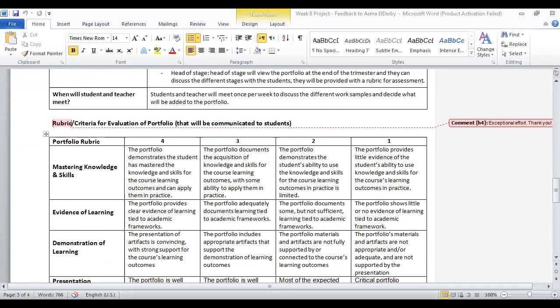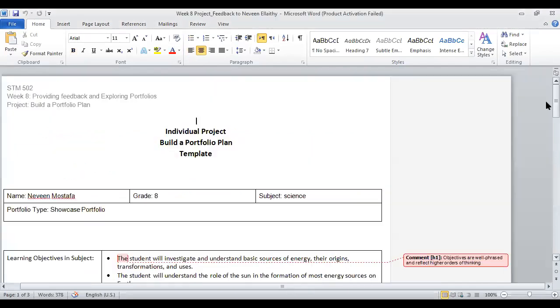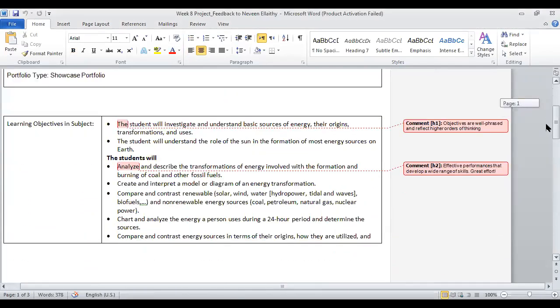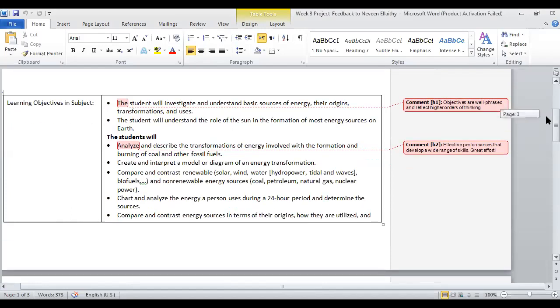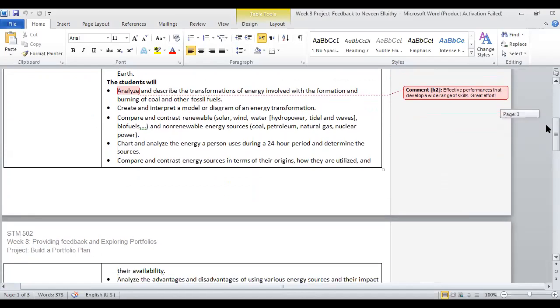So let me share with you another sample. So here, for example, is another teacher from a science class. Unfortunately, they were all science teachers in that class. So here, the teacher chooses another type of portfolio, which is the showcase portfolio. These are the objectives: the students are going to investigate and understand basic sources of energy and their transformations. This is what the students are going to analyze as well. So they are going to analyze transformations of energy.